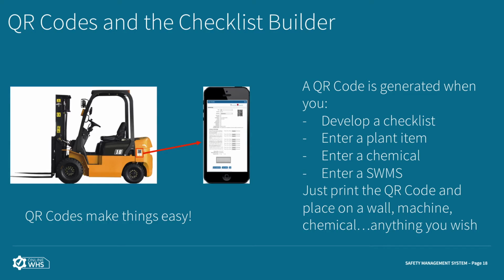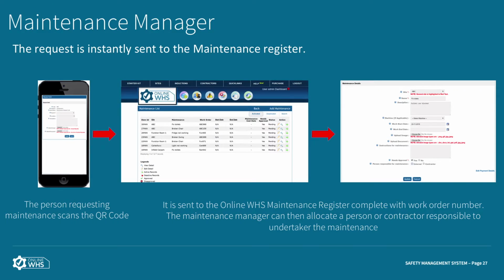With paper, if something's wrong with that machine, the person needs to notify someone so maintenance is done, or the cage is wrong or whatever it may be. Here you can develop your checklist, relate it to the forklift, print out your QR code and stick it on that forklift. The employee, on a mobile device, just scans that QR code, which brings up the pre-start checklist they can do online. If they select no, that there's something wrong, it automatically brings up an action or a hazard or maintenance needed on that machine. It automatically puts it into the responsible person's to-do list as well as into the maintenance register.